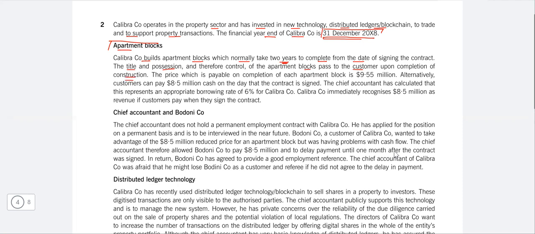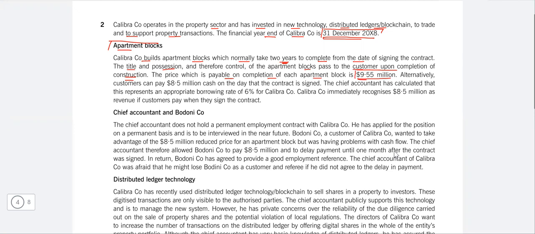So that means we cannot record the revenue. This is the common sense thing. You are studying this from your F7 exam, in the SBR as well, that you cannot record the revenue until you have transferred the control to the buyer. Unless and until your performance obligation is satisfied, you won't be able to record the revenue. The price which is payable on completion of each apartment block is 9.5 million.